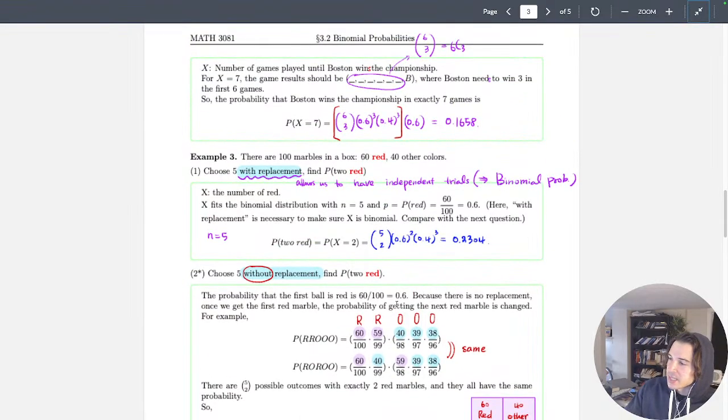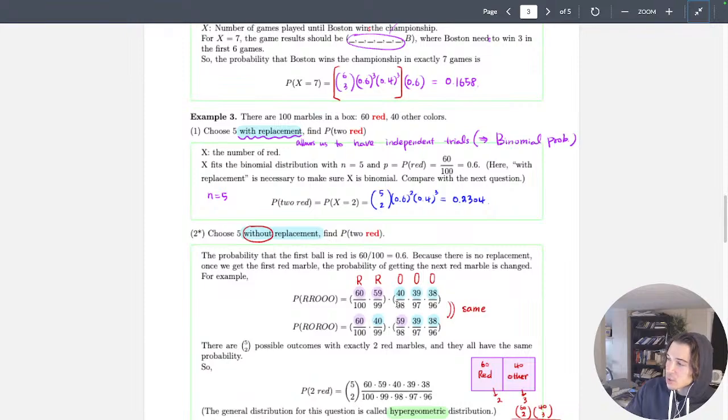The probability that the first ball is red is 60 over 100 equals 0.6. Because there is no replacement, once we get the first red marble, the probability of getting the next red marble is changed. For example, the probability of red, red, other, other, other equals 60 over 100 times 59 over 99 times 40 over 98 times 39 over 97 times 38 over 96.